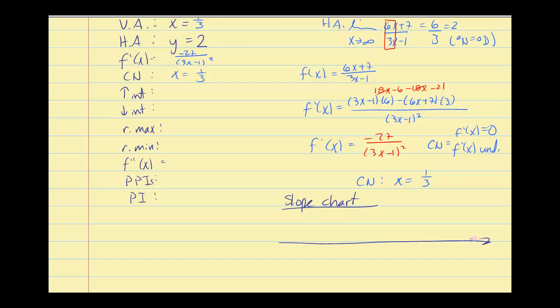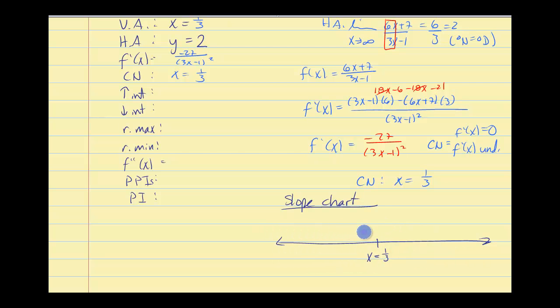So in the slope chart, it's just a number line. We put our critical number in and we put x equal, in this case, 1/3. And I'm going to be really picky about this, and you need to show all of your work for this. This is a number line. These are values of x down here.